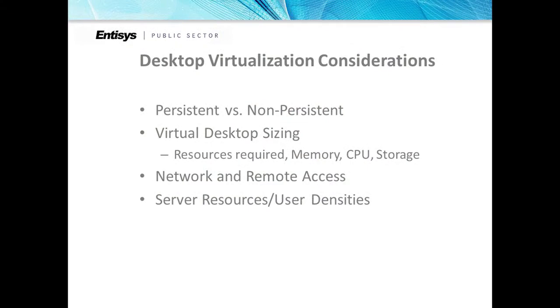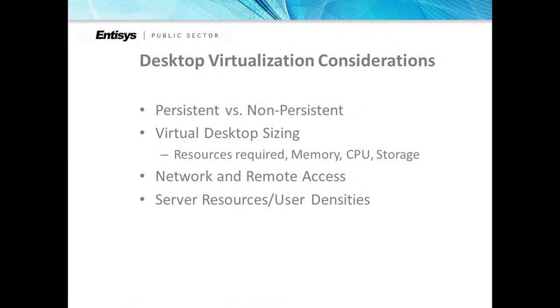Next, we're looking at virtual desktop sizing. How much resources are we going to give based on compute, RAM, and most importantly, storage to each user? Network and remote access, what kind of optimizations are we going to have in place to make sure that the users receive the kind of connection that they're looking for, the quality that they're looking for in their applications? Are we going to give them remote access? How are we going to secure that? Or are we going to restrict it so that it's only internal? And then finally, we're going to want to analyze our server resources and user densities to ensure that we've got enough to scale out and to scale up.